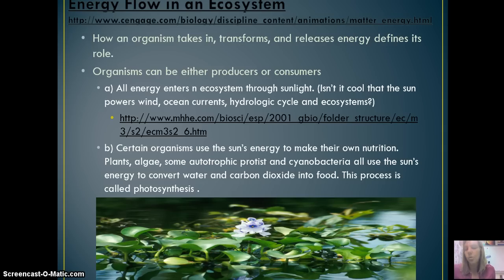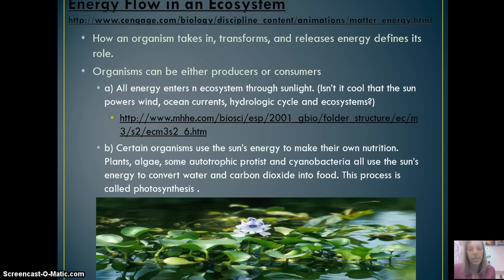So, energy flow within an ecosystem has to do with what the organism takes in, how it transforms the energy, and then how it releases the energy. Organisms are classified either as producers or consumers. And keep in mind that, all year we've been studying that all of this energy in the ecosystem really starts with the sun. And that's what we talked about when we talked about wind and ocean currents and the water cycle. And so now we're also just in the ecosystem as well.